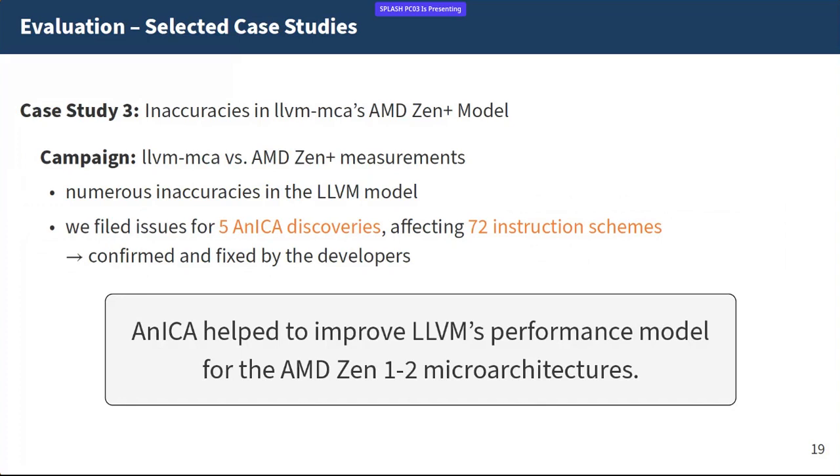And not only llvm-mca, because these models are also used in the compiler pipeline for instruction scheduling and the like, and selection.